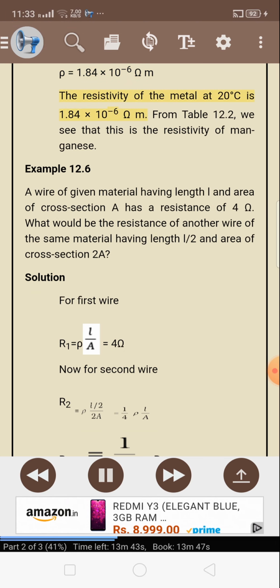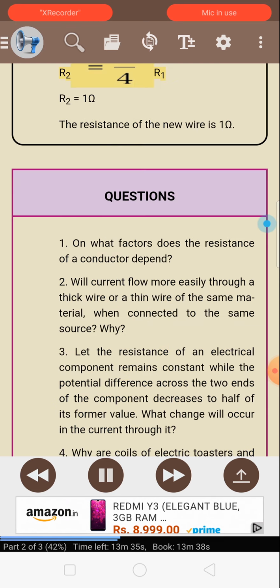Example 12.6. A wire of given material having length L and area of cross-section A has a resistance of 4 ohms. What would be the resistance of another wire of the same material having length L/2 and area of cross-section 2A? Solution. For the first wire, R1 equals rho L by A equals 4 ohms. Now for the second wire, R2 equals rho (L/2) by 2A, so R2 equals R1 by 4. R2 equals 1 ohm. The resistance of the new wire is 1 ohm.